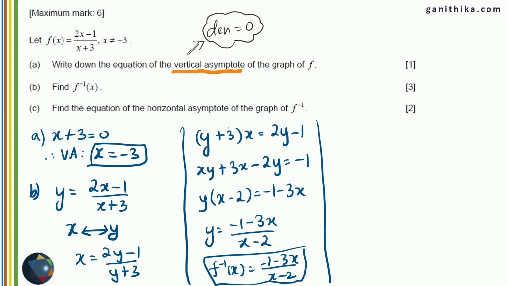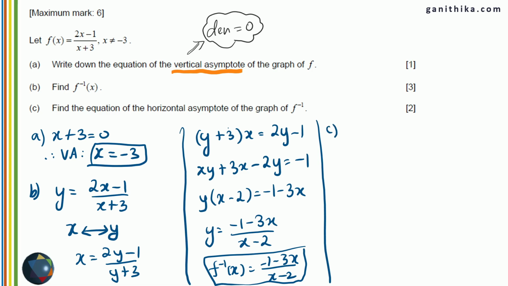So your final answer should look like f inverse of x is equal to minus 1 minus 3x over x minus 2. It could also be 1 plus 3x over 2 minus x. That's fine. But the y part should be f inverse of x in this case. The final answer should have f inverse of x in the answer there.